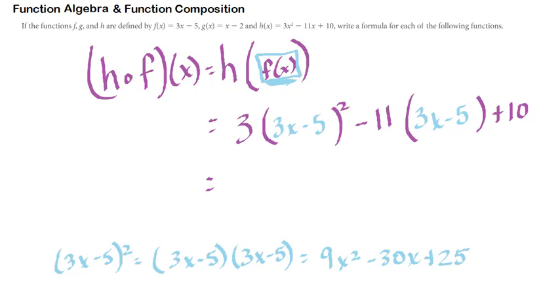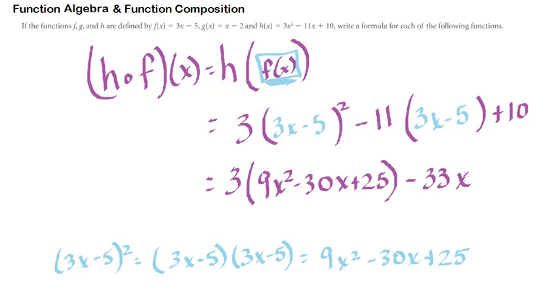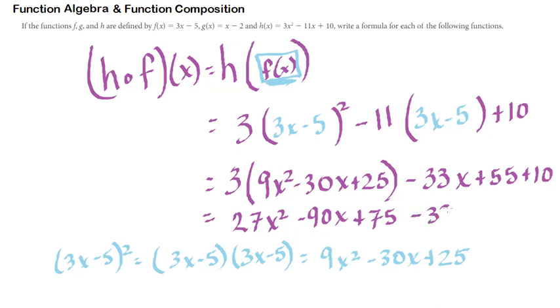Okay, what a pain that one is, but these are a little bit longer, which is why I chose one of these. So just plugging in what I got there. Minus, and now I'm going to distribute here, 33x, minus times minus is plus 55 plus 10. All right. Then I'm going to distribute here. 27x squared minus 90x, yeah, plus 75 minus 33x plus, I'm going to go ahead and add these, 65.